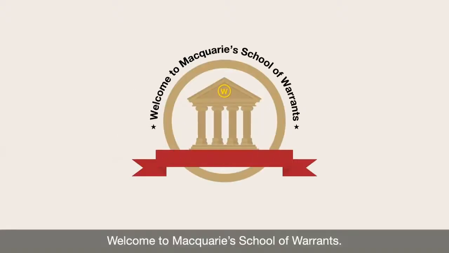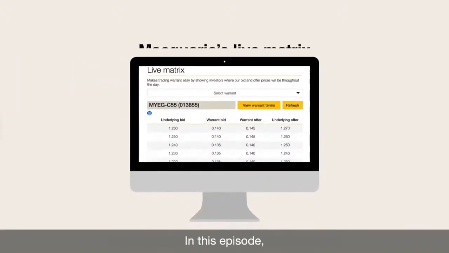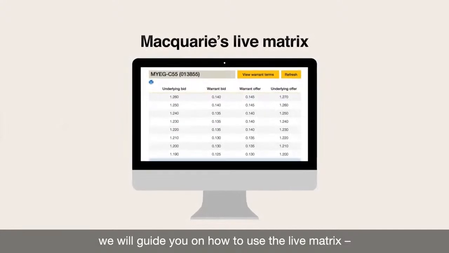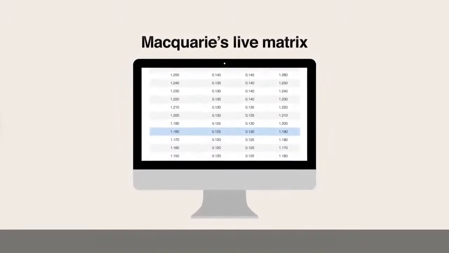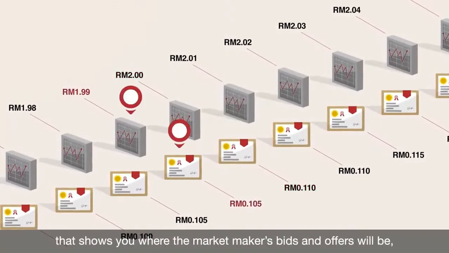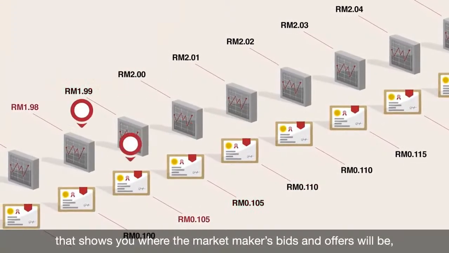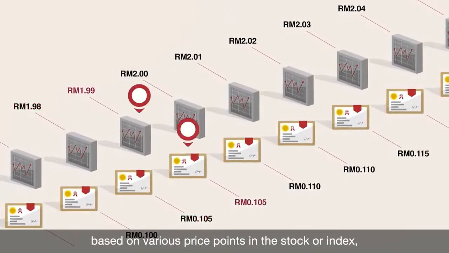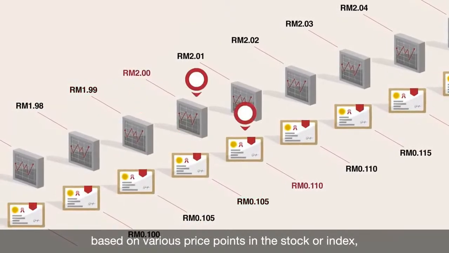School of Warrants. In this episode, we will guide you on how to use the Live Matrix, Macquarie's groundbreaking online tool that shows you where the market maker's bids and offers will be, based on various price points in the stock or index, in real time.